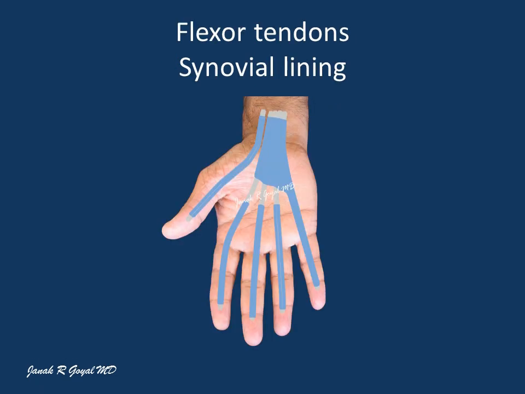Let's look at the synovial linings of the flexor tendons of the hand. The synovial lining of the flexor tendons extends from the distal phalanx to the mid-palm for the second, third, and fourth fingers. But in the case of the fifth finger, the synovial lining extends from the distal phalanx to the wrist. And in the case of the thumb, again the synovial lining extends from the distal phalanx to the wrist, but has its own separate tunnel.